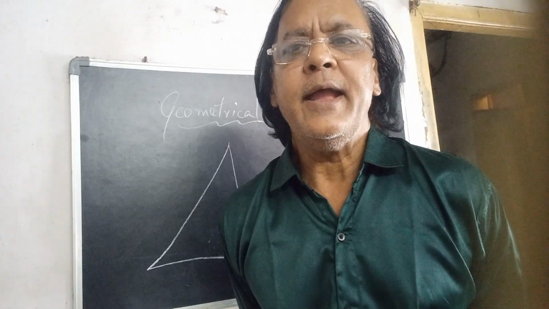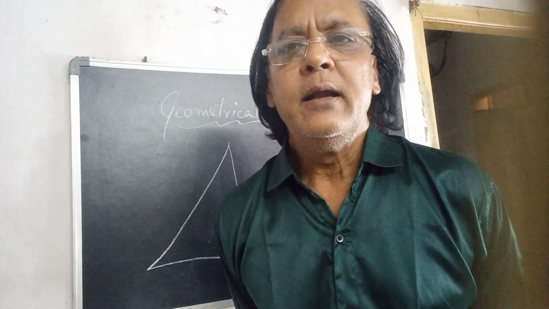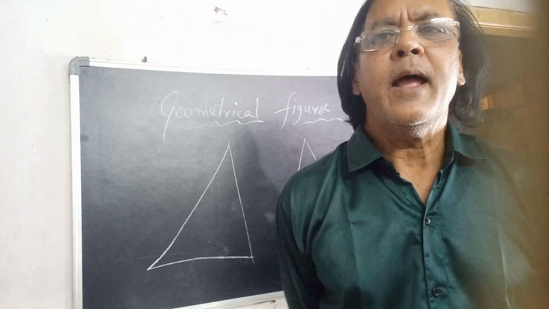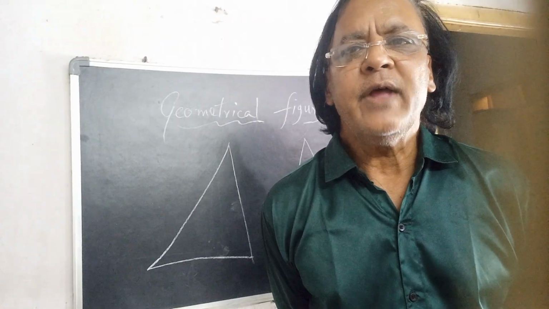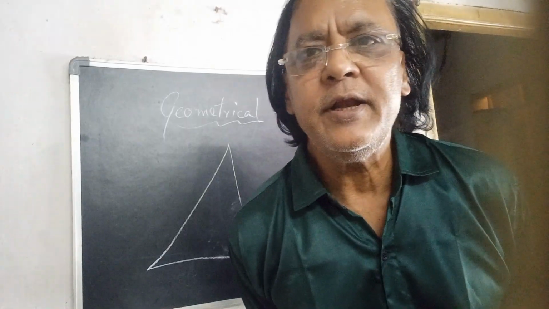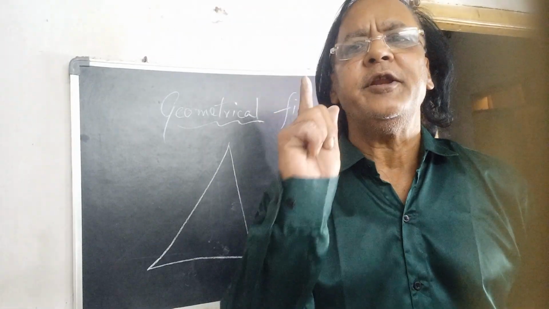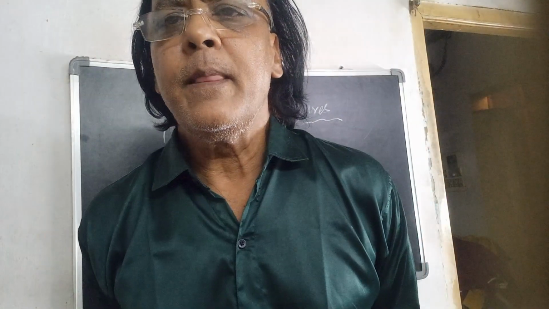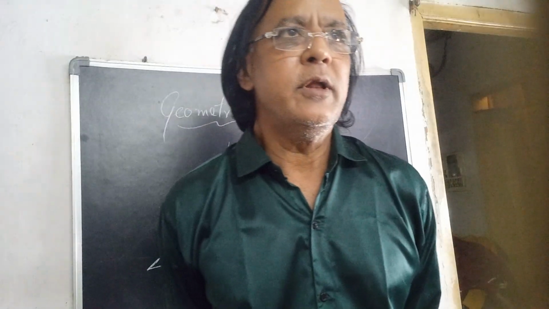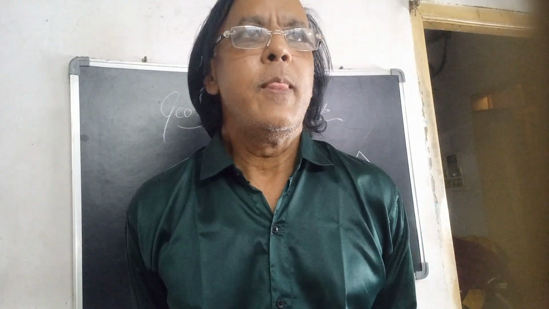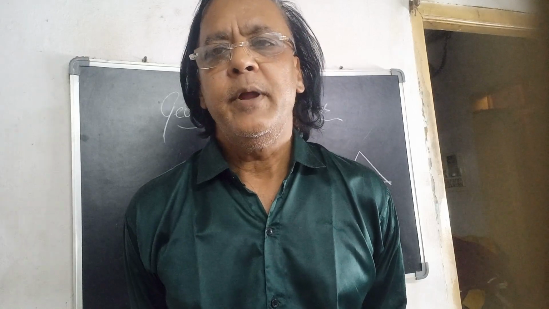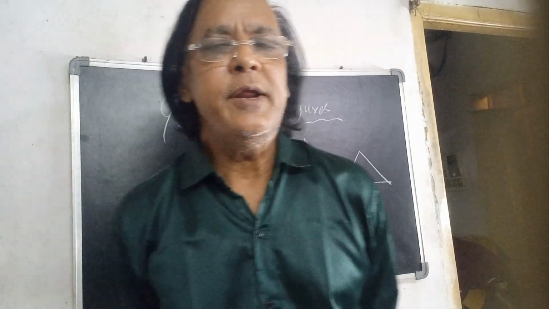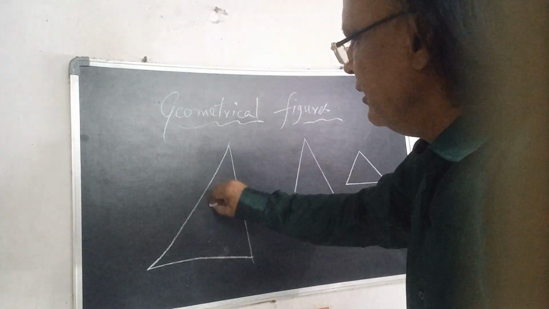The total sum of the angles in the right angle triangle is 180 degrees. In every triangle, the sum of the angles is 180 degrees, not more than 180, not less than 180, exactly 180 degrees. So when we study trigonometry, we have to learn about the basic right angle triangle, because all the formulas of trigonometry depend upon this right angle triangle.